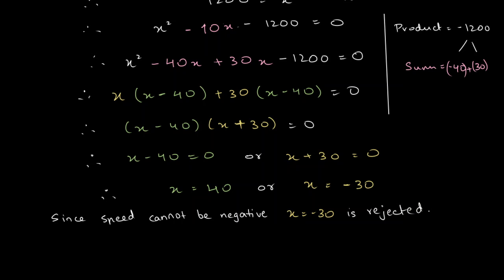which gives us our final answer. The value of x that they had asked us to find is equal to 40. This is our final answer. Here we did not write a statement because they just asked us to find the value of x. So x is equal to 40 is our final answer.